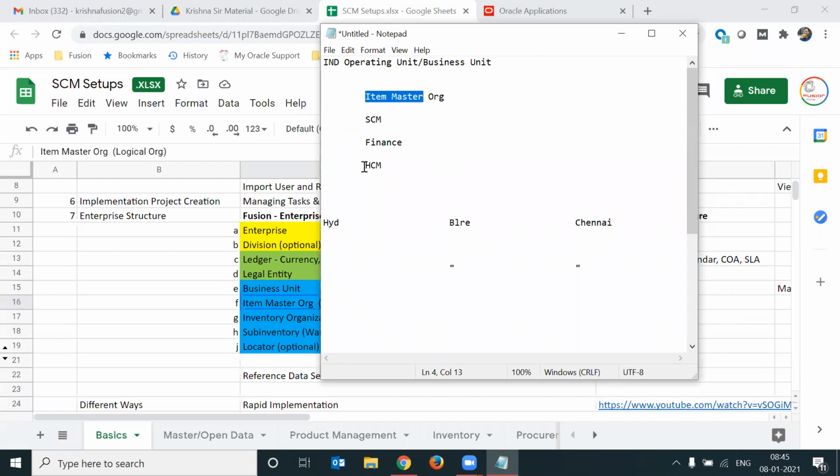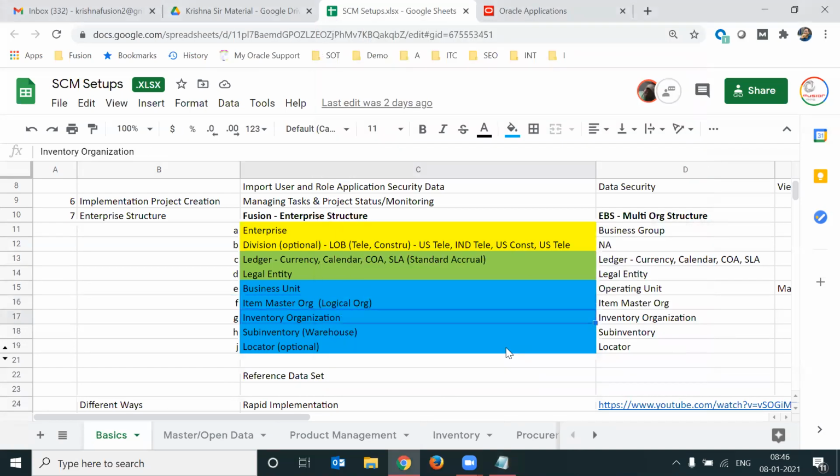Because we are just assigning the human capital management or HCM product to Chennai, Chennai will be holding HCM only. But this item master organization is holding all your products. So that is about the item master organization.